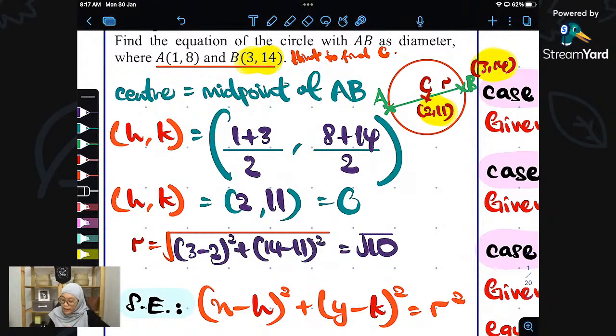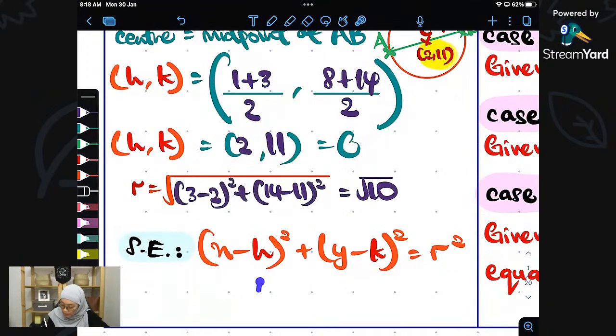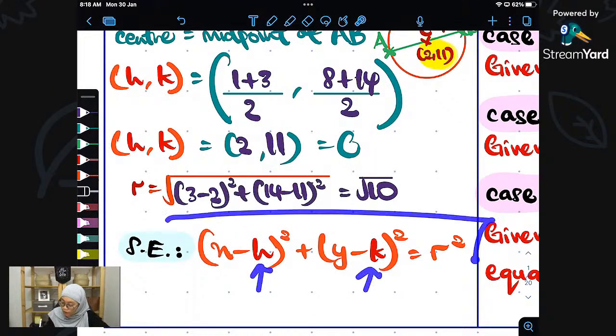Alright, if you use point B, you will also get square root of 10. So the distance from the center to point B is having a length of square root 10 unit. Its length is the radius. Basically, this is the radius. It's the square root 10. And so when we have these two very important pieces of information, which is the center and the radius, it means you are very well prepared to sub in the equation of circle.